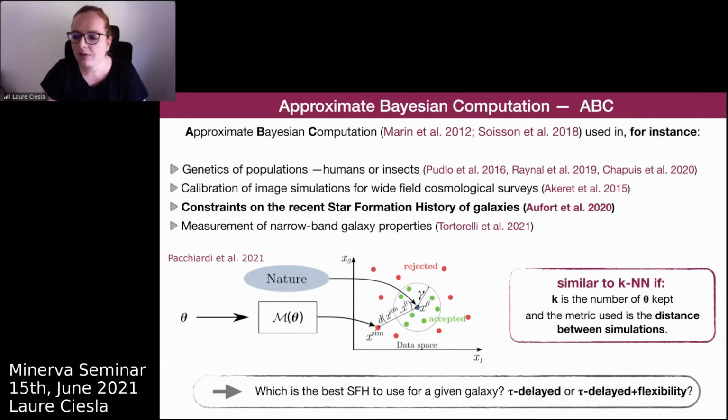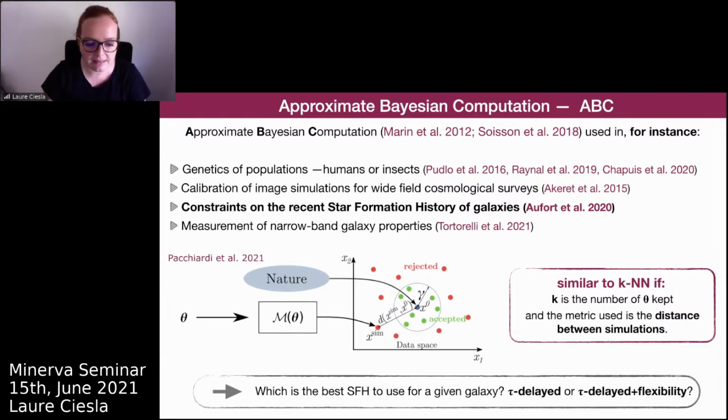This is actually very similar to KNN, K nearest neighbor, if you assume that K is the number of theta and the metric that you use is the distance between the simulation. I will come back to this later. What astronomers or people more in machine learning call KNN, the statistician will call approximate Bayesian computation, which also englobes the way you compute your model and your simulation. So I will come back to this.